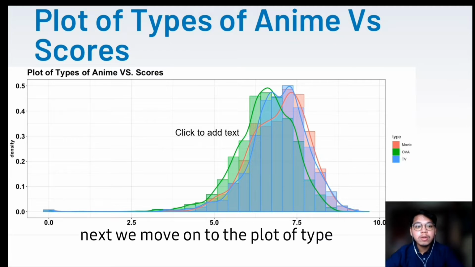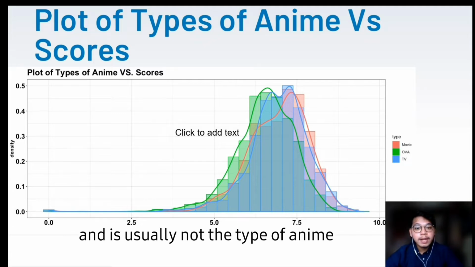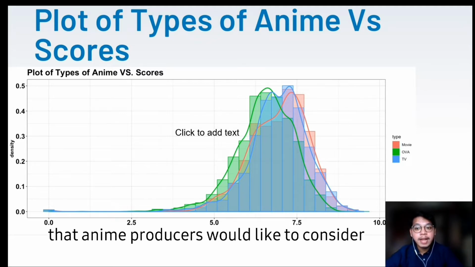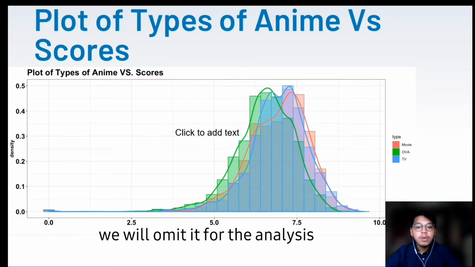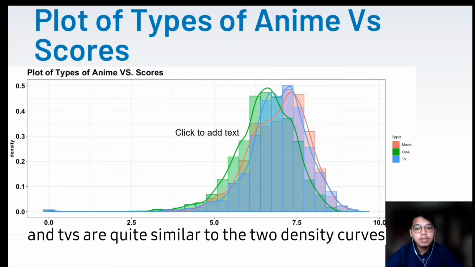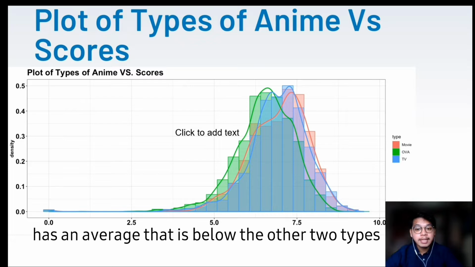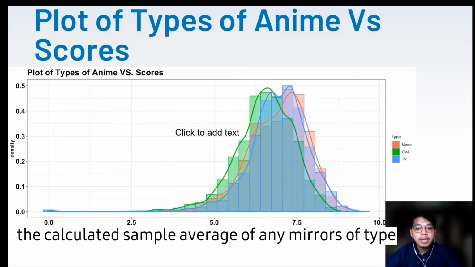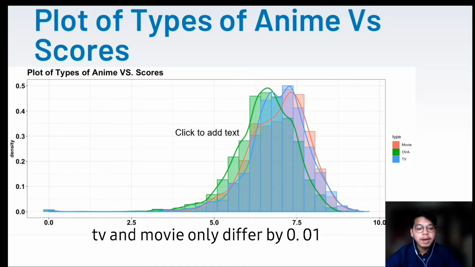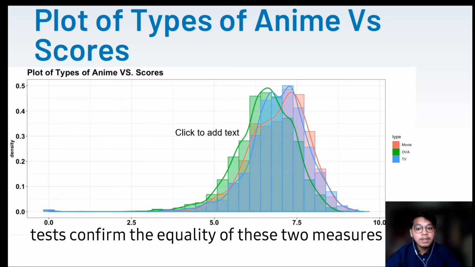Next, we move on to the plot of type of anime versus scores. As music type is quite rare and is usually not the type of anime that anime producers would like to consider, we will omit it from the analysis. You can see that the distribution of scores for movies and TVs are quite similar, as the two density curves overlap extensively. OVA, on the other hand, has an average that is below the other two types. The calculated sample average of animes of type TV and movie only differ by 0.01, and statistical tests confirm the equality of these two measures.